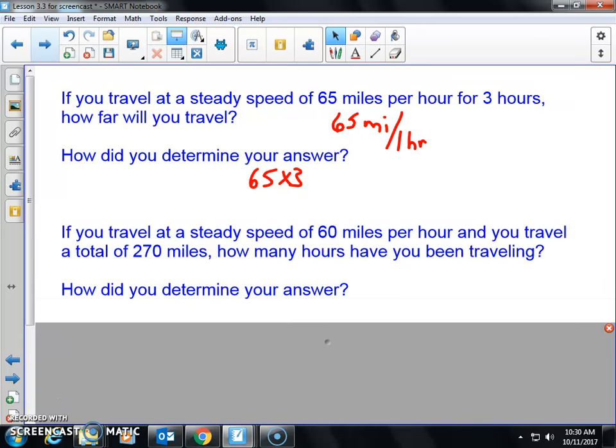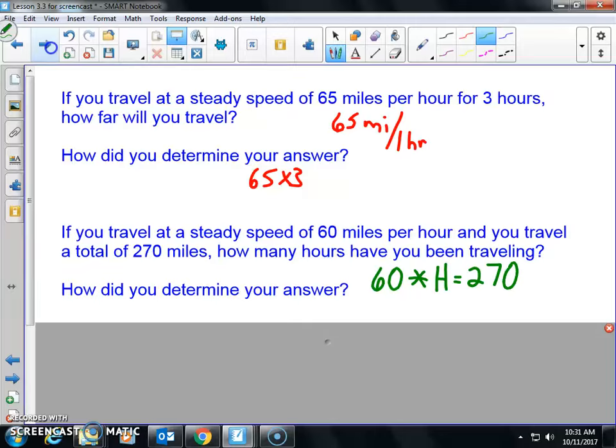If I travel at a steady speed of 60 miles an hour, but I travel a total of 270 miles, how many hours have I been traveling? Think about this. Speed, how fast I'm going. I'm going 60 miles an hour, and I'm going for I don't know how many hours, but I know that gets me 270 miles. So I know I'm going to divide by 60 on both sides.